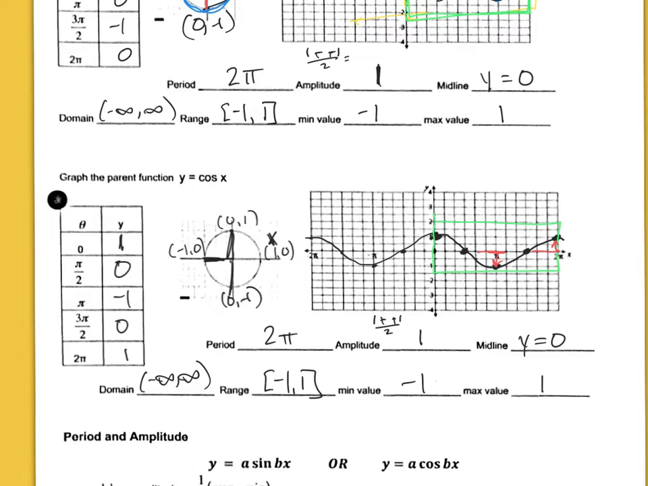So for sine and cosine, they have all the same parts. They just have different values. They are not the exact same graph, but they're very similar. So that's what the graph looks like.